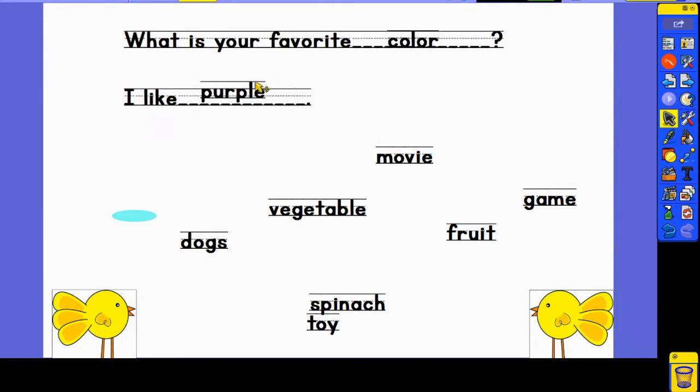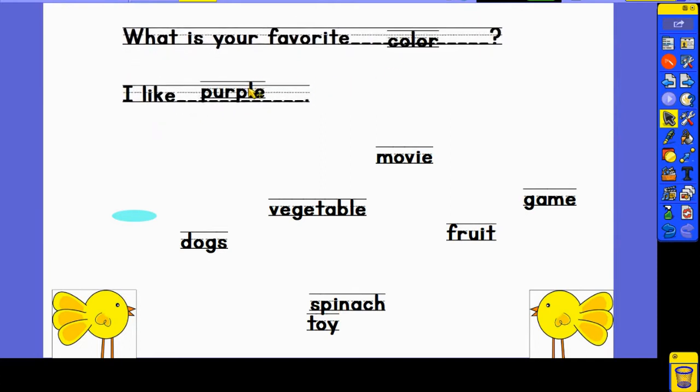Okay, let's read our morning message today. I'll try to line it up. I always have trouble with that, though. Okay, show me where to start reading. You start right here, right? Which way do we go? Go this way to our question mark, and then after our question mark, we go back down to the next sentence, and then we stop at our period. All right, point to each word while we read. What is your favorite color? I like purple.